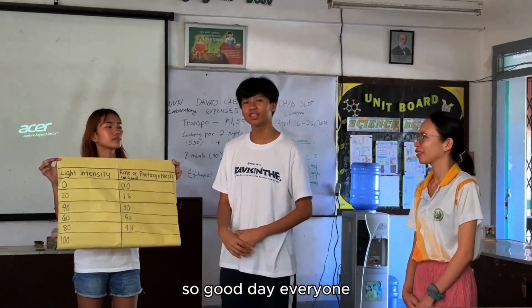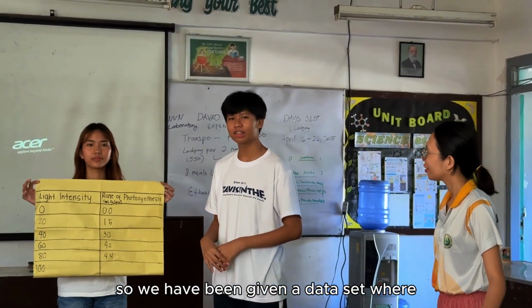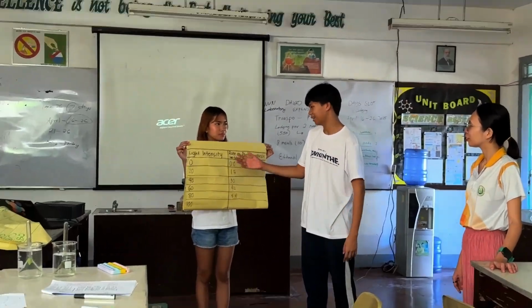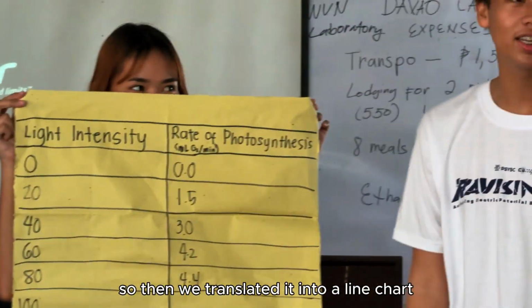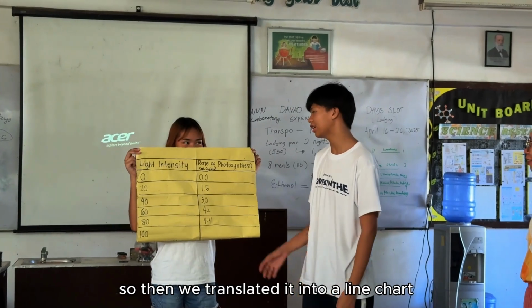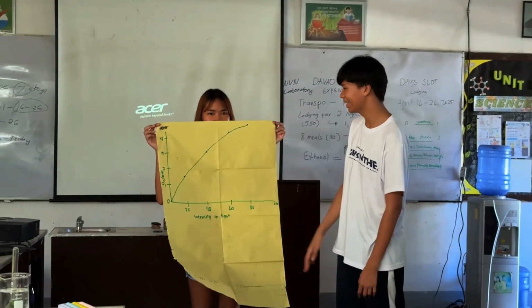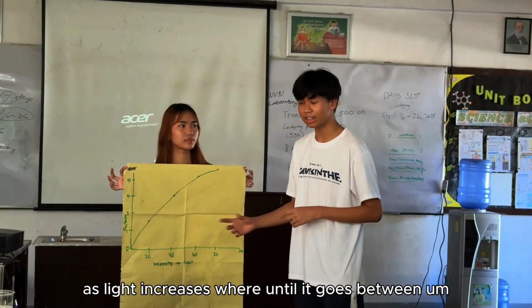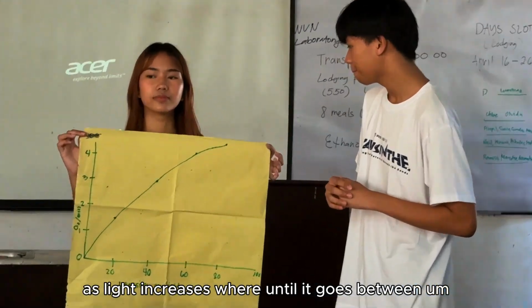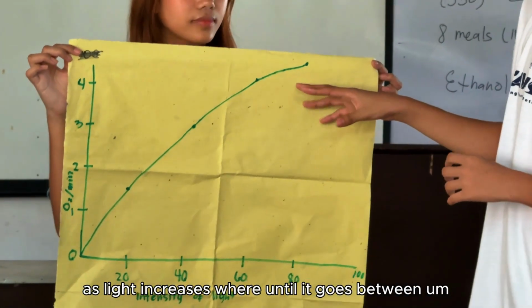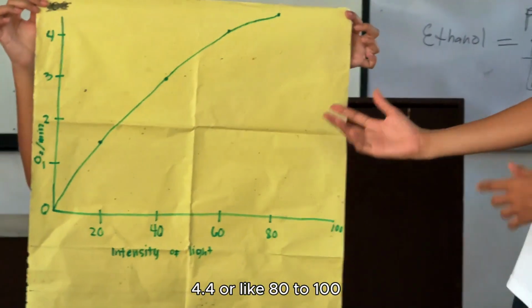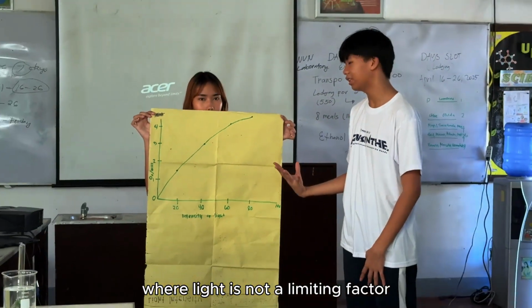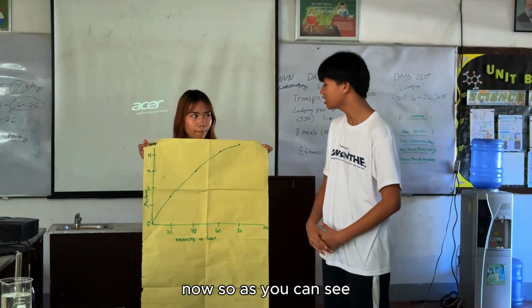So good day everyone. We have been given a data set on light intensity and rate of photosynthesis. Then we translated it into a line chart. As you can see, as light increases, it goes up until it reaches around 80 to 100, where light is not a limiting factor yet.